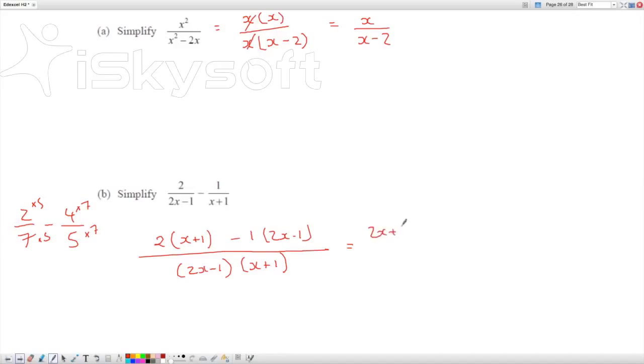Multiplying out those brackets, we've got 2x plus 2 minus 2x plus 1. Sorry, at the end there, not plus 2, minus 1 times minus 1, which is positive 1. All divided by 2x minus 1, x plus 1. Here we can simplify. 2x cancels with the minus 2x. 1 plus 2 gives us 3, all over 2x minus 1, second bracket, x plus 1.